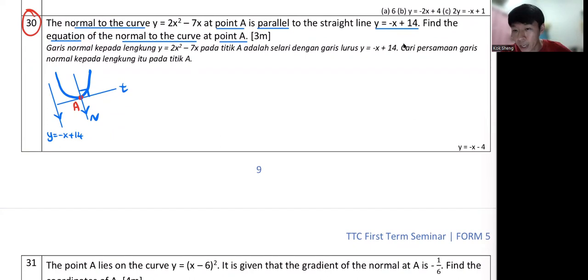Again, I simply draw it, I'm not really following the exact same graph. Normal to the curve at point A is parallel to the straight line. So that's all. You have to find the equation of the normal to the curve at point A. So you have to find a straight line again, this straight line.